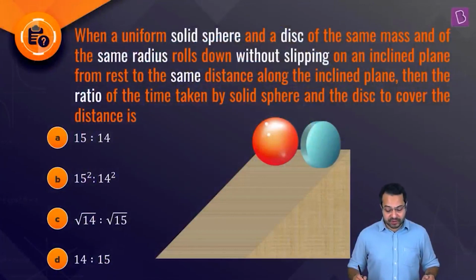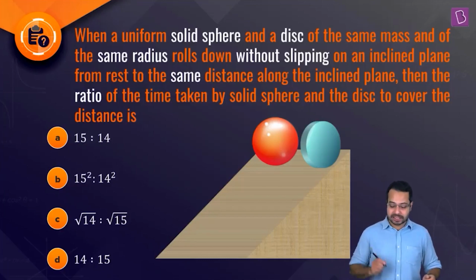When a uniform solid sphere and a disk of the same mass and of the same radius roll down without slipping on an inclined plane from rest to the same distance along the inclined plane, then the ratio of the time taken by the solid sphere and the disk to cover the distance is.